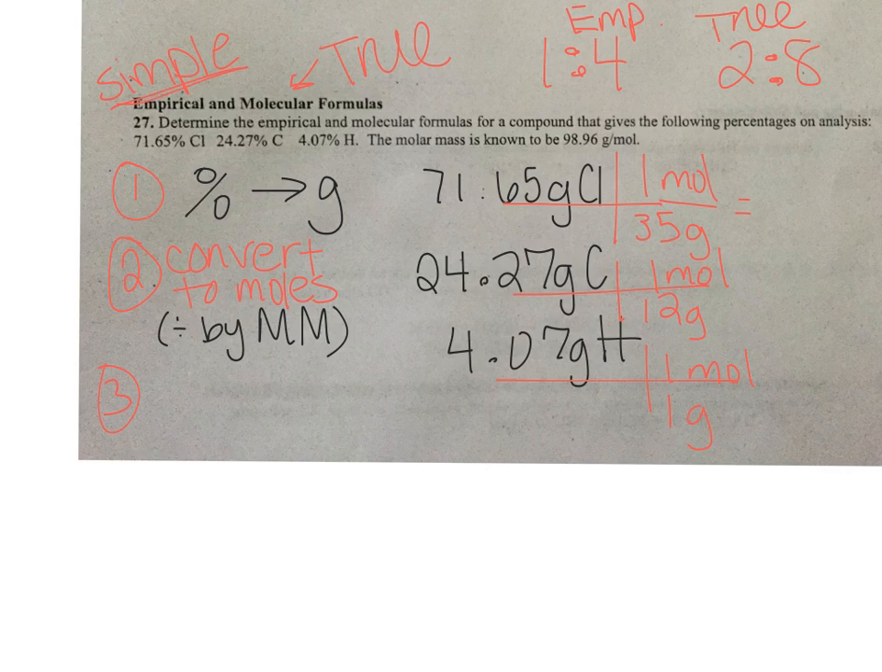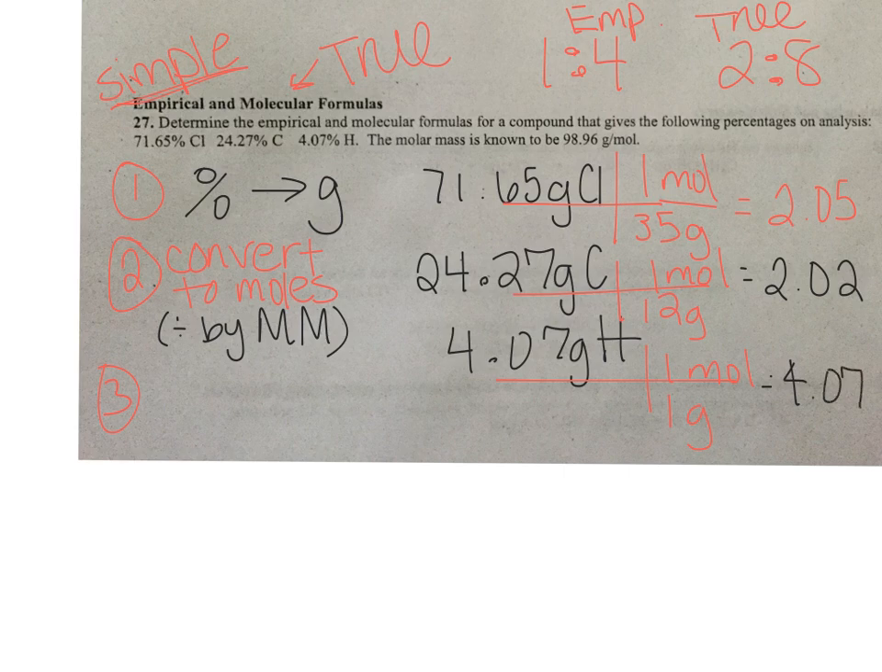Can I say one? Mm-hmm. For chlorine, it's 2.05 moles. 2.05 for chlorine. Okay. 2.02 for carbon, and 4.07. Good.